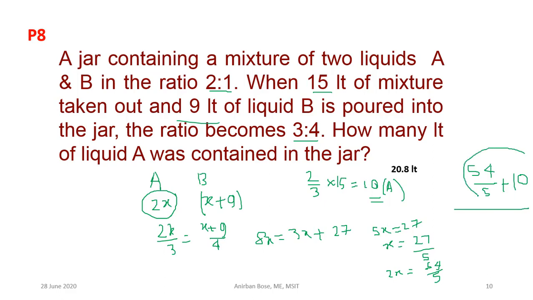So this total is what? 54 plus 50, that is 104 by 5. So the answer is 104 by 5. And what is 104 by 5? That is 20.8 liters. So this is the answer.